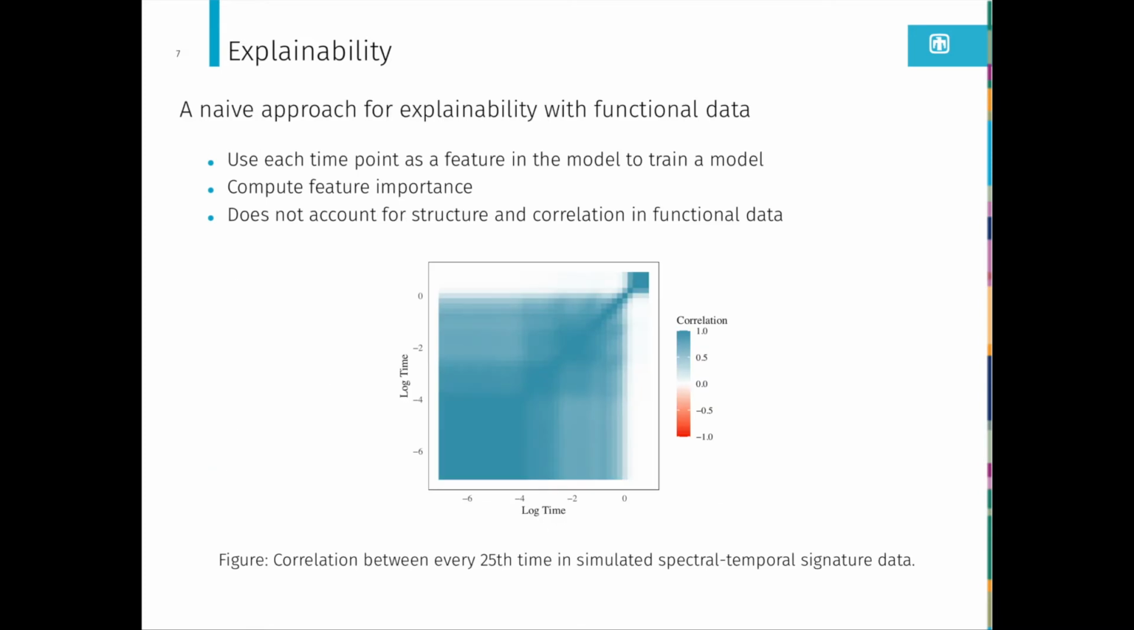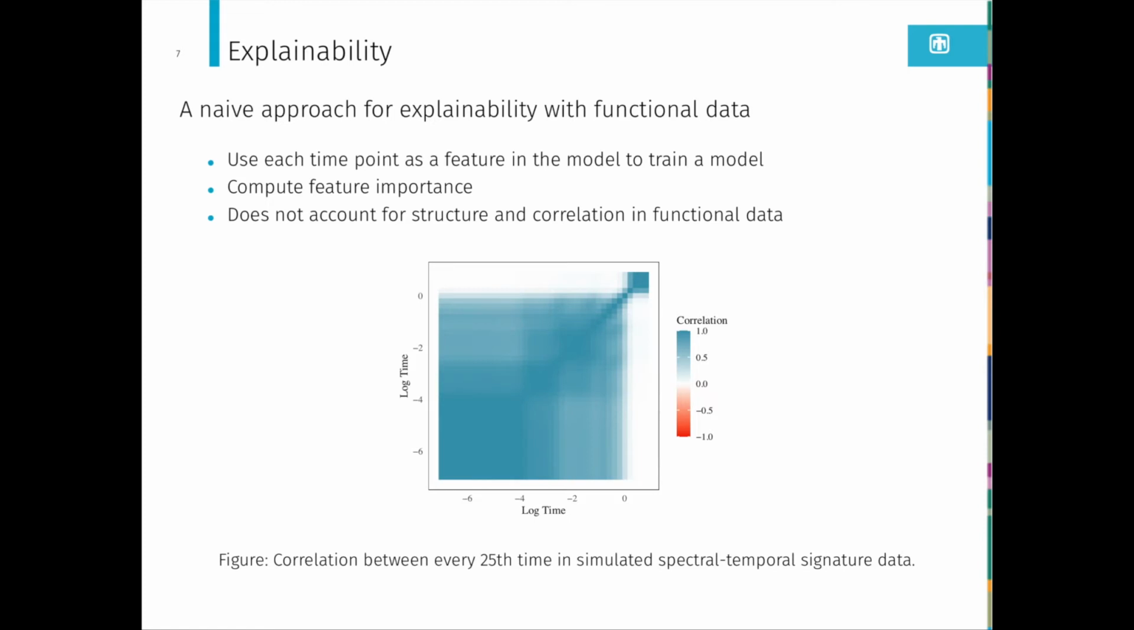Before I discuss our approach, let us consider a naive approach to explainability with functional data. While the figure I showed earlier depicted smooth curves over time, the data actually contains discrete time values, as is the case with functional data in practice. It would be possible to use each time point as a feature in a machine learning model. Then other common explainability methods could be used. For example, feature importance could be used to identify important time points. However, this does not provide the model with the knowledge that there is actually a natural ordering of the values associated with a function.